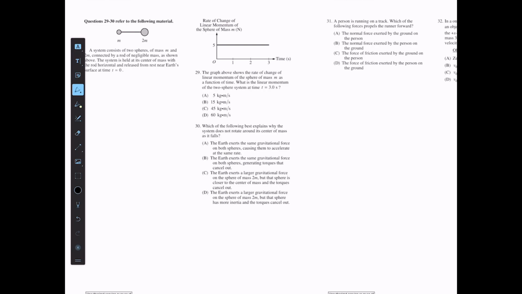So on the y-axis, you have change in linear momentum, and then you have delta t. So the area under this curve is dp over delta t. That's on the y-axis. That's the rate of change of the linear momentum. So the area under the curve would give you the change in momentum.